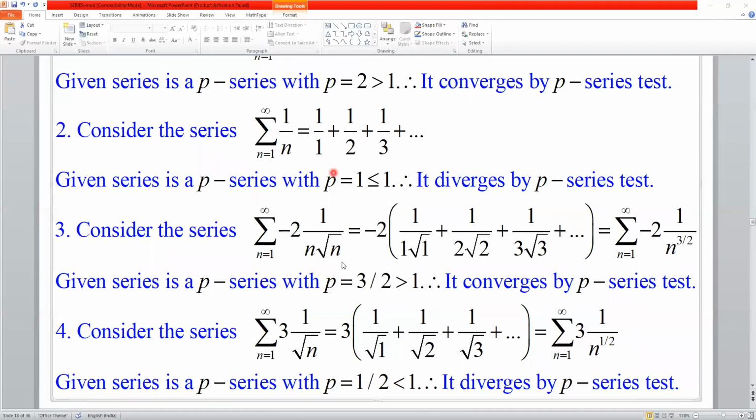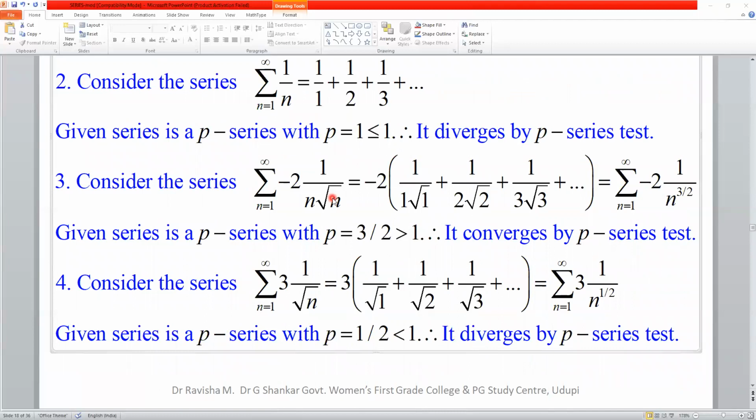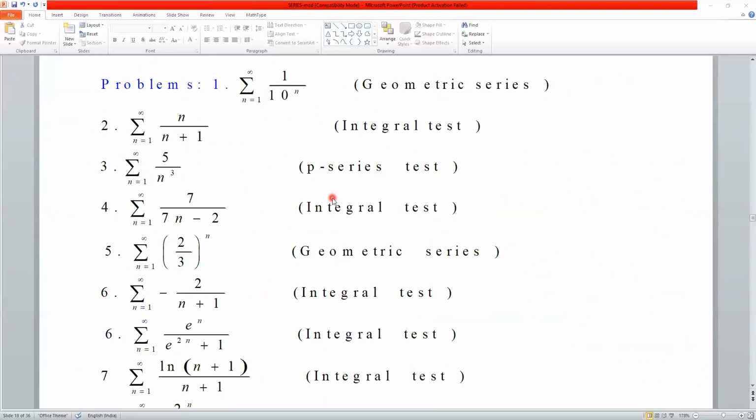Even though we can apply the integral test for all these series, because the sequence of each series is a decreasing sequence, definitely we can apply the integral test. Already I told you that the p series test is a very common sensical method when compared to the integral test. Let us move to some more examples.